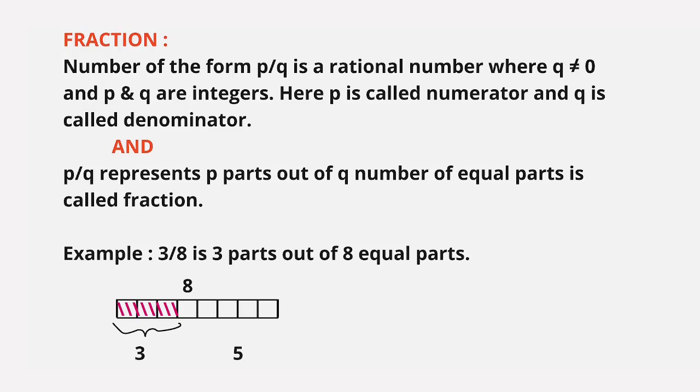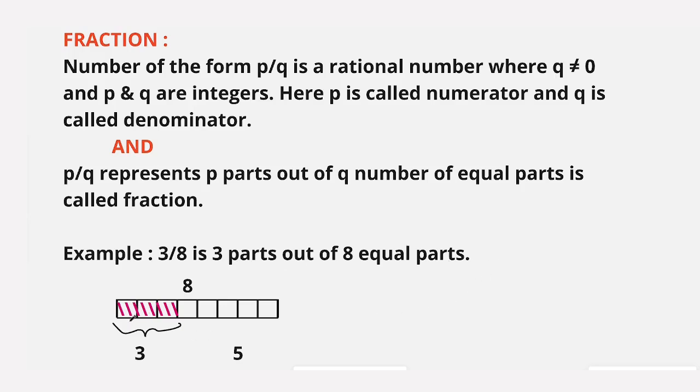The topic is fraction. A number of the form P upon Q is a rational number where Q is not equal to 0 and P and Q are integers. Here P is called the numerator and Q is called the denominator, and P upon Q represents P parts out of Q number of equal parts, which is called a fraction. An example of it: 3 upon 8 is 3 parts out of 8 equal parts.